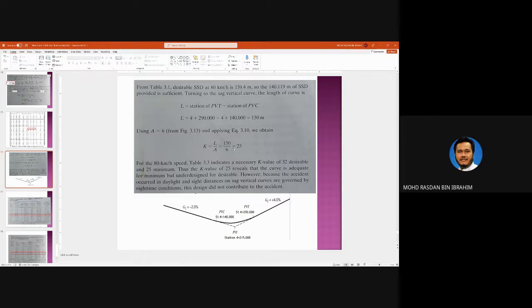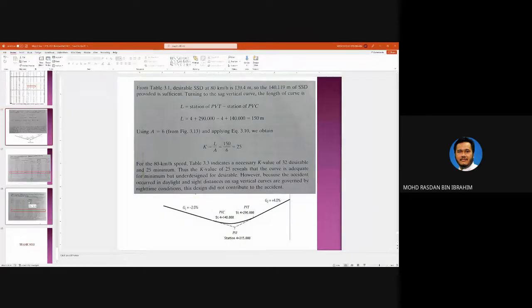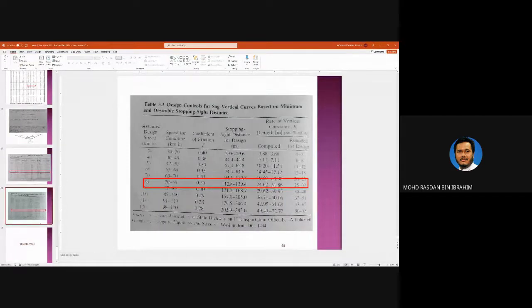Check this value of K for the sag vertical curve diagram, sag vertical curve table. So at 80 kilometers per hour, it is still within permissible values. It should be between 25 to 32. So now the value is at minimum, where it is 25.